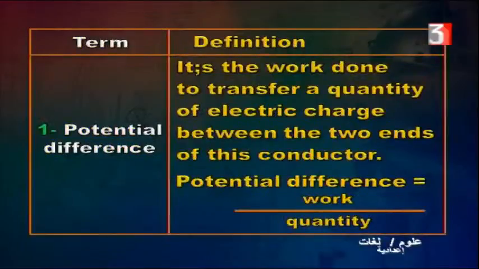Potential difference. What's meant by potential difference? It's the work done to transfer a quantity of electric charges between the two ends of a conductor. If we have a conductor, at one end we have high potential and at the other end we have low potential, and electric charges move from high to low. This difference is called potential difference and it does work to transfer the quantity of charges. So, potential difference equals work over quantity. Again, potential difference equals work over quantity.